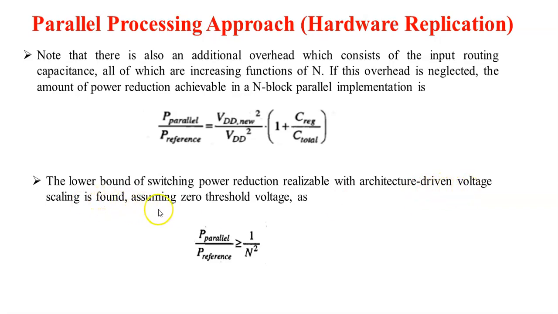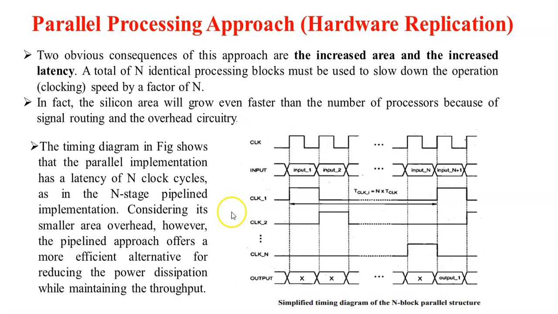The next one, the lower bound of switching power reduction achievable with architecture driven voltage scaling, is found assuming zero threshold voltage. That means the power dissipation of the parallel structure compared with the reference power dissipation should be greater than or equal to 1 by n squared, which means we have to achieve zero threshold voltage.